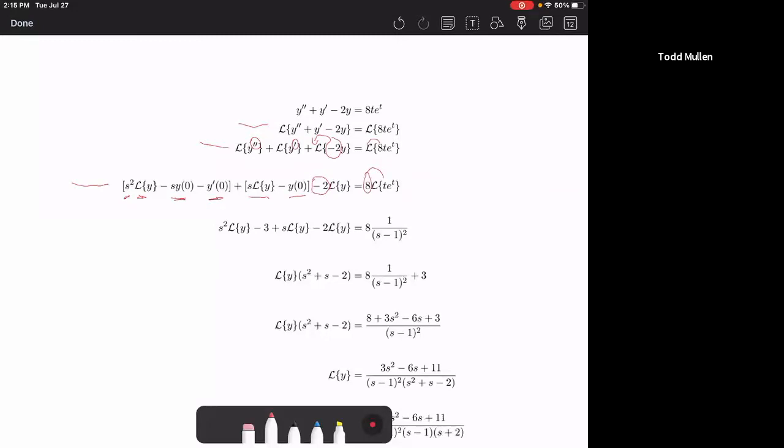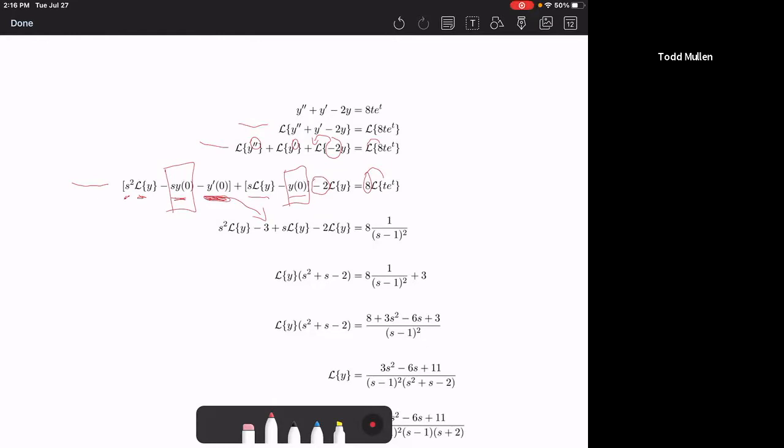Now we're going to cancel out whatever cancels out. We're going to group like terms and such. So y of 0 was equal to 0. So both of these are just going to disappear. However, y prime of 0 is equal to 3. So that comes down as minus 3.